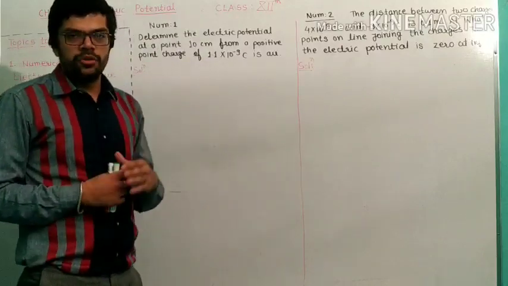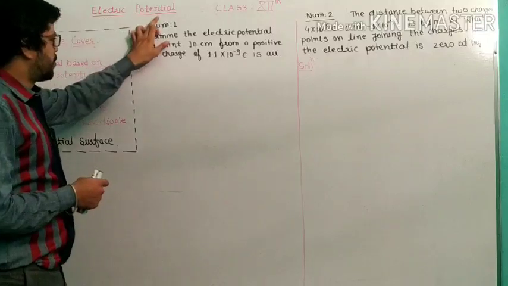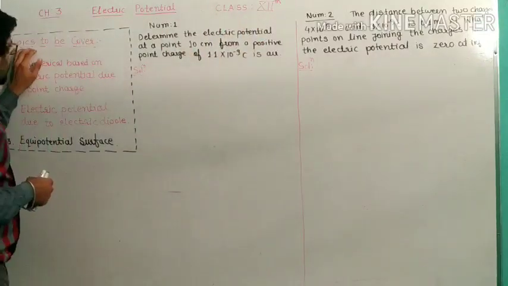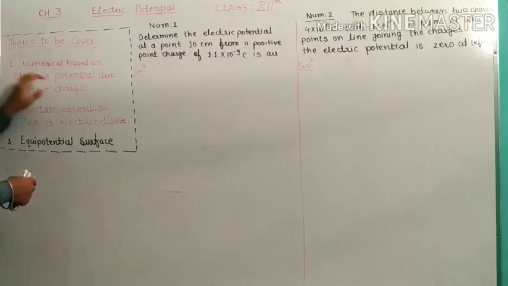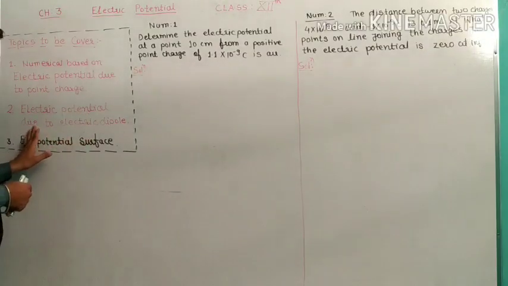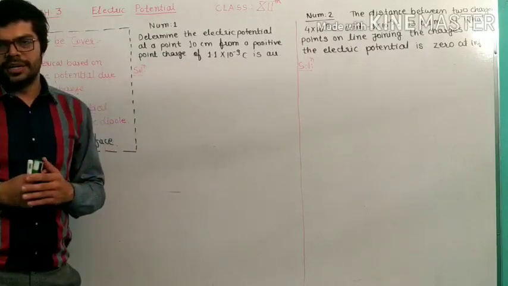Today we are going to talk about chapter number 3, electric potential, for standard 12. Topics to be covered today: numericals based on electric potential due to a point charge, the second topic, electric potential due to an electric dipole, and the third topic is equipotential surface. So let's try to understand.